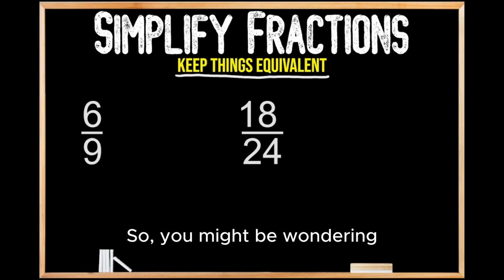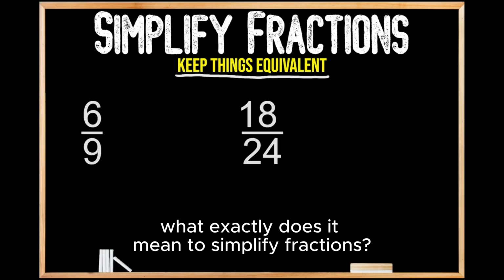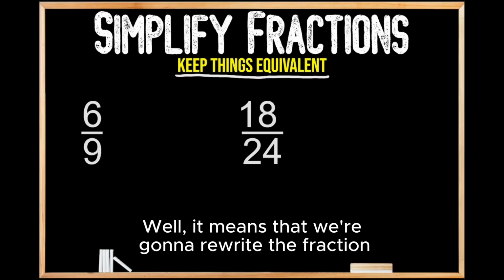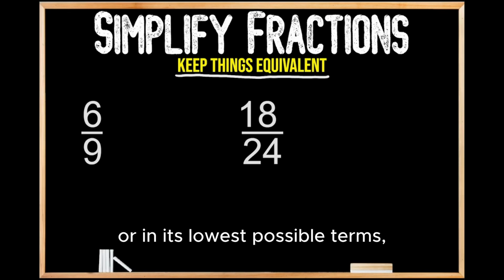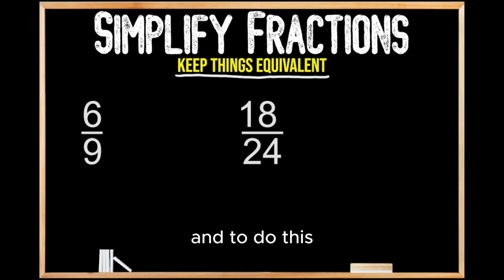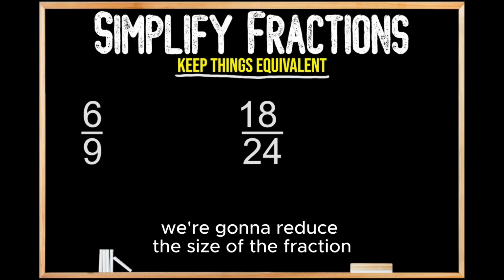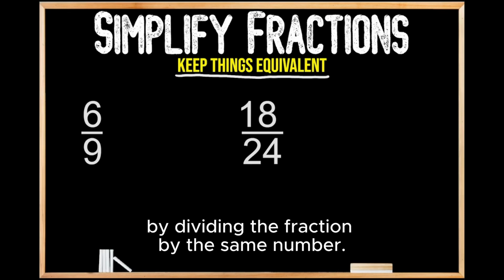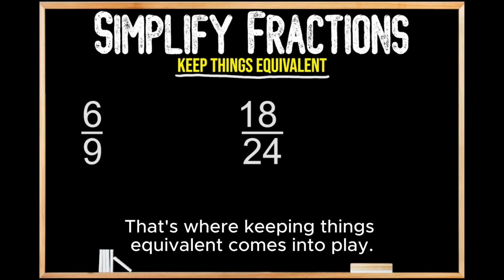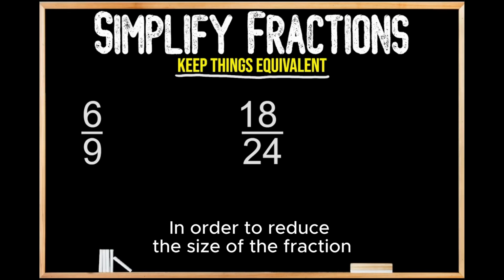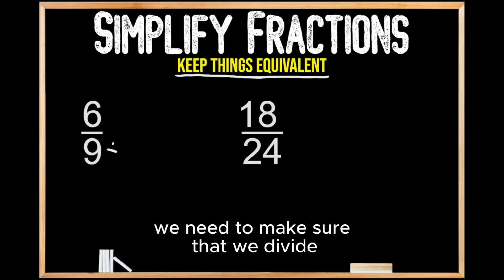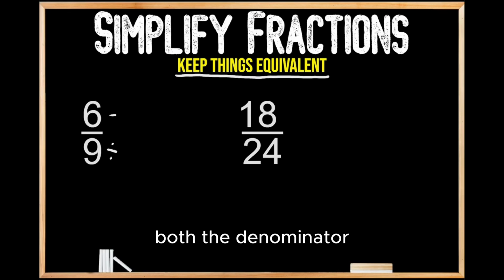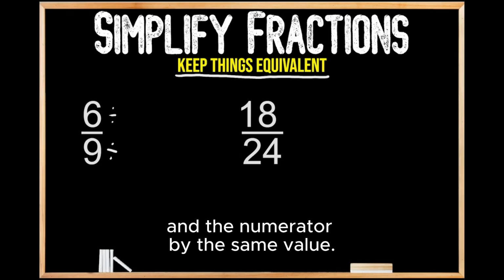So you might be wondering, what exactly does it mean to simplify fractions? Well, it means that we're going to rewrite the fraction in its simplest terms, or in its lowest possible terms. And to do this, we're going to reduce the size of the fraction by dividing the fraction by the same number. That's where keeping things equivalent comes into play. In order to reduce the size of the fraction to keep it equivalent, we need to make sure that we divide both the denominator and the numerator by the same value.